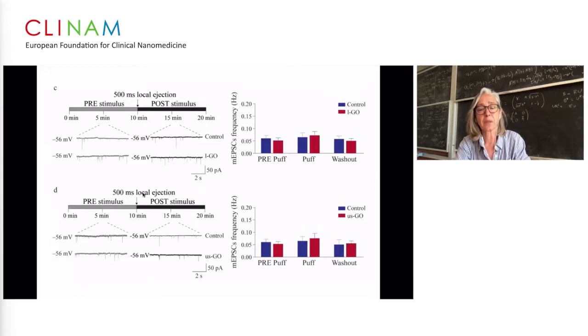Now, this direct interference is related to the dimension of the flakes used. In fact, when we adopted larger graphene oxide sheets, this LGO, which is about 2 micron in peak dimension, or ultra small ones, which are about 40 nanometers in peak dimension, no effect on the excitatory synaptic transmission was detected. So in this case, it's really the dimension of the flakes which interferes with specific synapses in a specific manner.